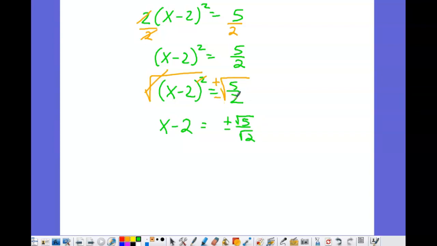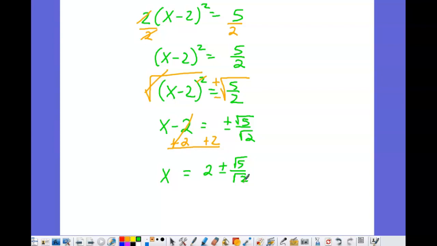Okay. And then the last step I need to do is add this 2 over. Now we could get a common denominator.